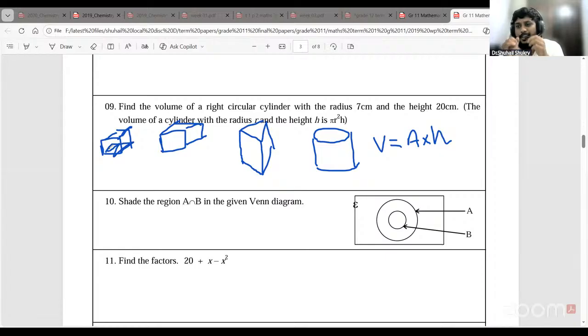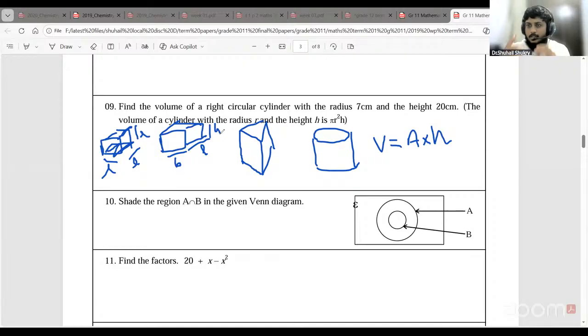How do you find the square's area? Length into length. So length into length is the square's base area, and the height is also the length. That's why the volume formula of a cube is length into length into length. In the same way, when you go for the cuboid, this is the length, this one is the breadth, and this one is the height.